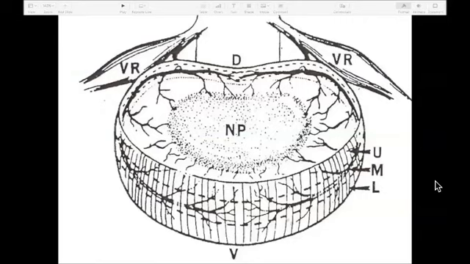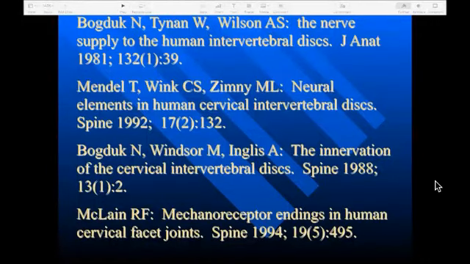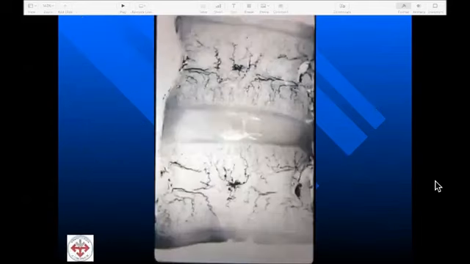In the disc, the outer annulus has nociceptive fibers. In the past, some people questioned whether a disc could be a pain generator. Today, that's pretty well accepted because we know that there is a nerve supply to the human intervertebral discs, that there are neural elements in both cervical and lumbar discs that have been identified, that there are mechanoreceptor endings in human cervical facet joints.